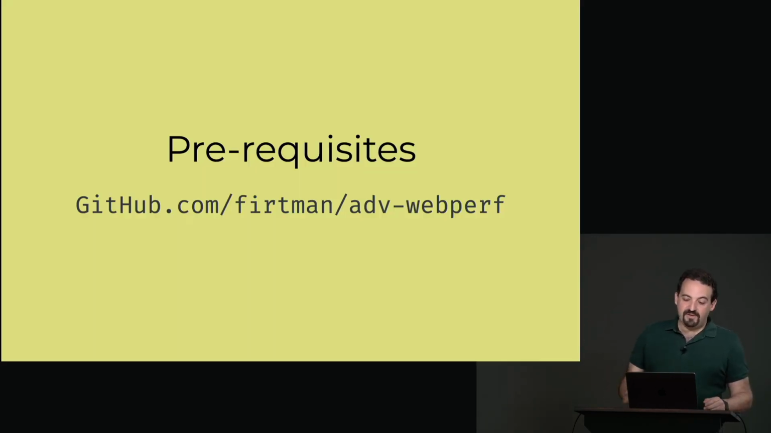So prerequisites: you can go and clone the repo at github.com/Ferdman, that's my last name, /adv, from advanced web perf. There you will find just a simple website that we will use later to actually see in action part of the things that we will cover about web performance. You have a copy of the slides in case you want to follow along, and also a copy of that book that I promised. That's for future reference. We are not going to go over the book today.